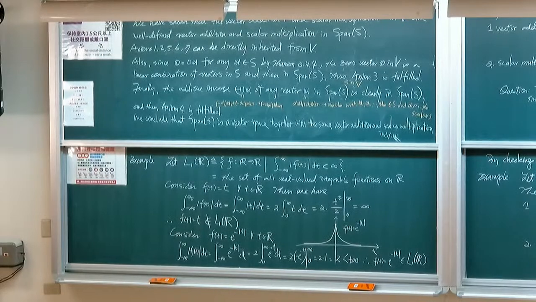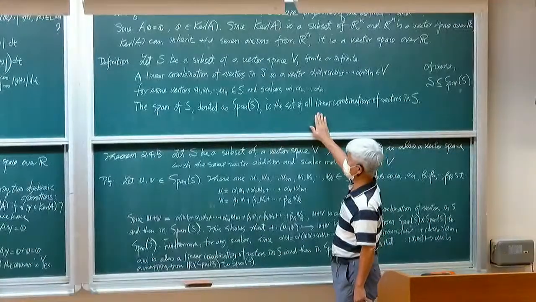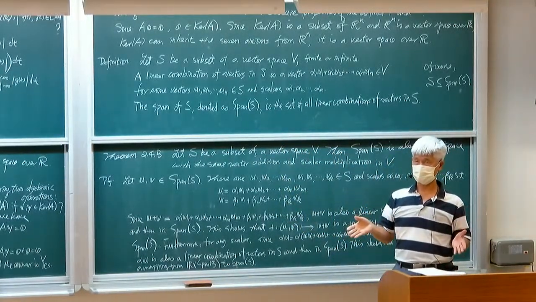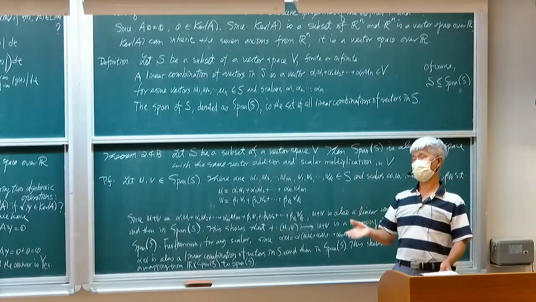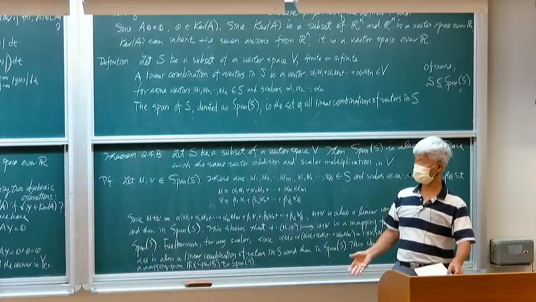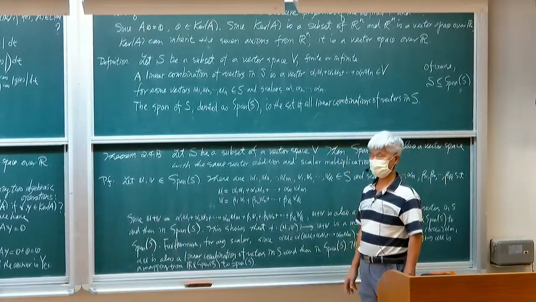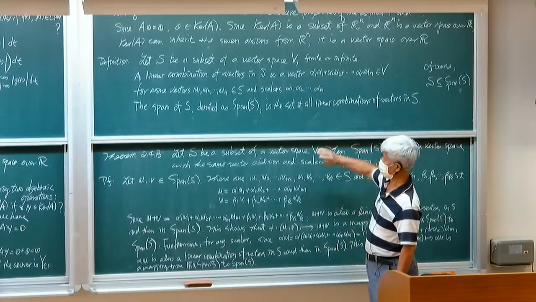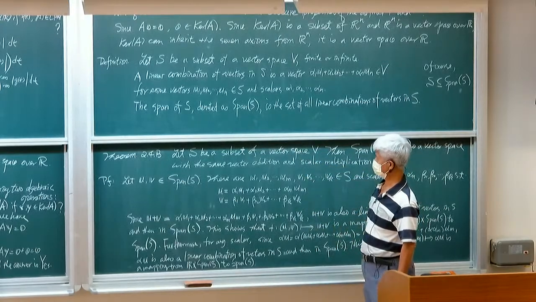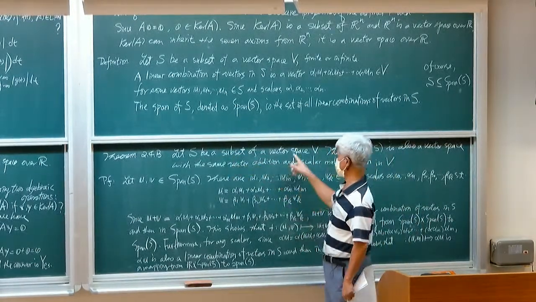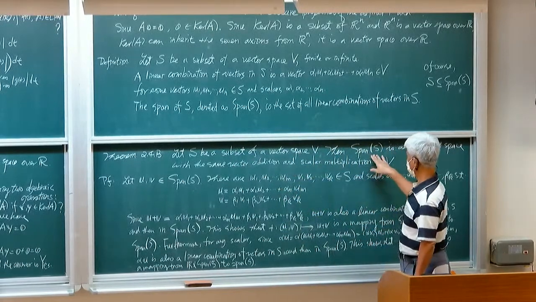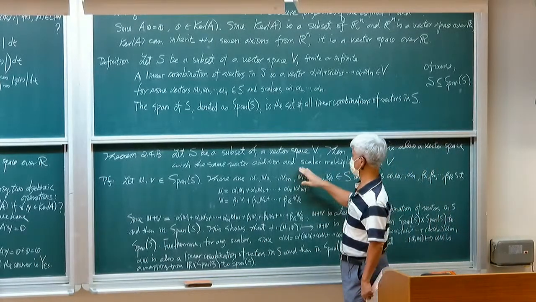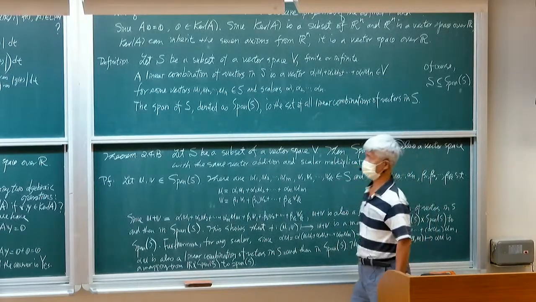So basically, from this definition, the concept of a span of a subset in n-dimensional Euclidean space now extends to an arbitrary vector space. And we show that starting with an arbitrary subset of a vector space V, the span of S is also a vector space, with the same vector addition and scalar multiplication in V.